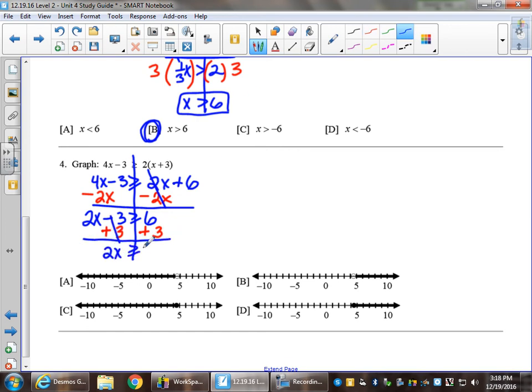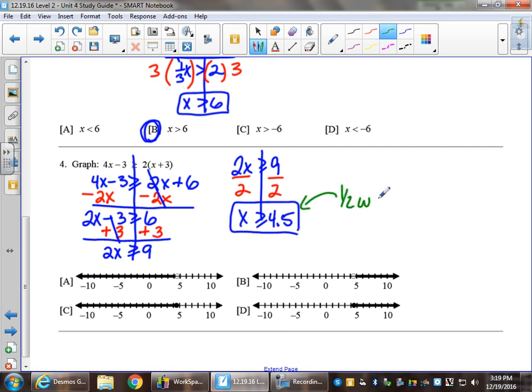Add 3, add 3. 2x greater than or equal to 9. I'm going to rewrite that up here. Divide by 2, divide by 2. X is greater than or equal to 4.5. But we're not done yet. We actually have to pick what this means. So 4.5, halfway between 4 and 5.